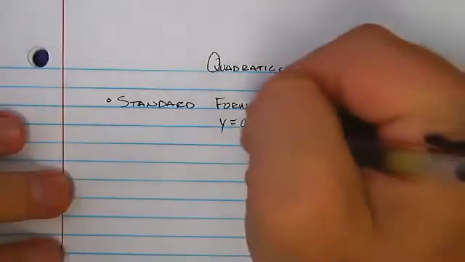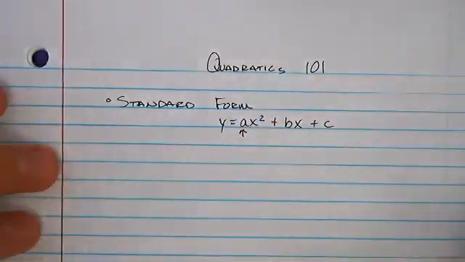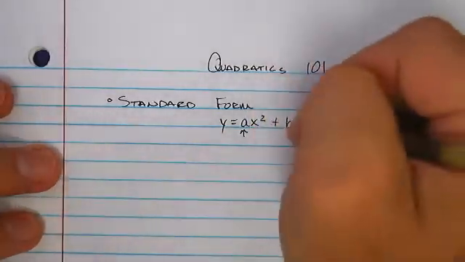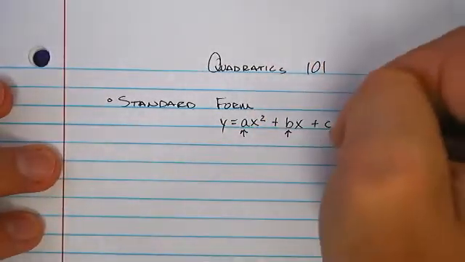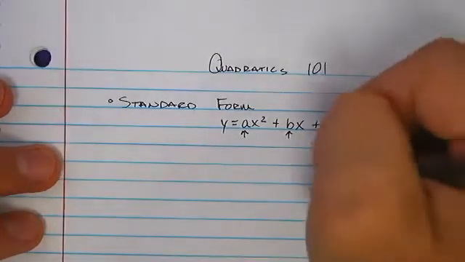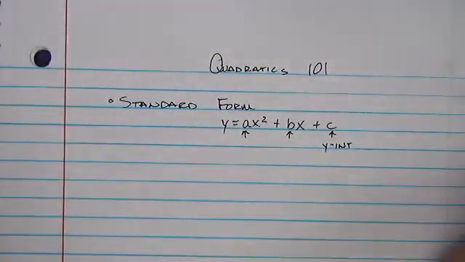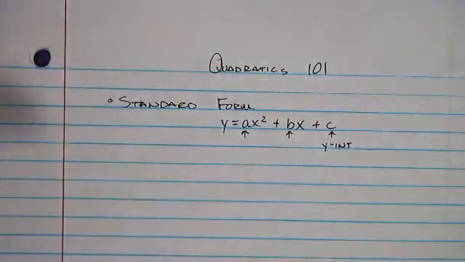We always identify the a, right, as the leading position with the x squared. B is here, and then c, we should have discovered yesterday, is our y-intercept. Okay. And that's important because as we want to sketch graphs and visualize these graphs, we got to know where different pieces are.